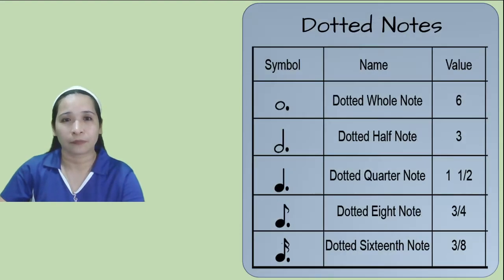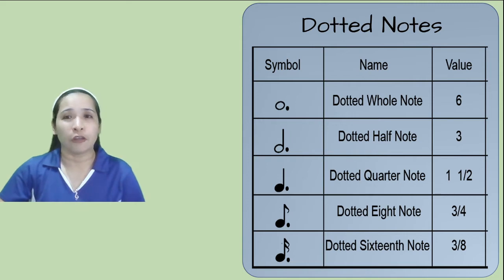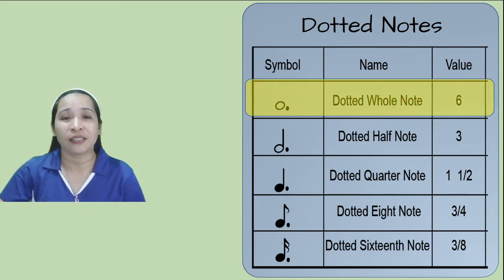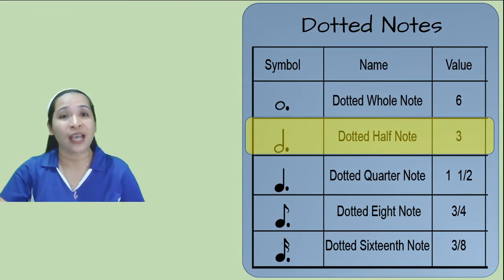So we have a table here for all the dotted notes. Dotted whole note has the value of 6, since the whole note has the value of 4 and 2 is half of 4, we add them so we get 6. As discussed earlier, dotted half note has 3. 2, and then 1/2 of 2 is 1, getting 3.